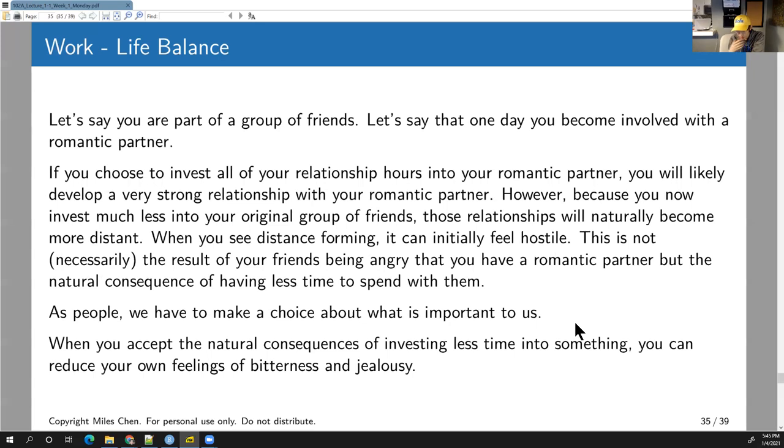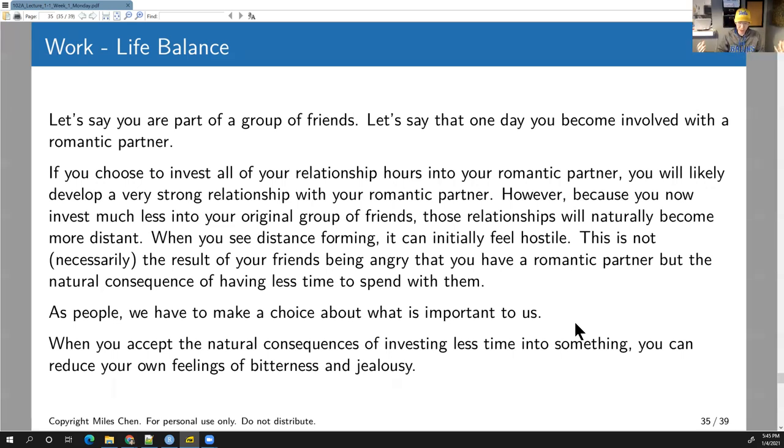Here's an example. Let's say you've got a group of friends and you hang out with them. Then one day you enter a romantic relationship, and suddenly you're spending a lot of time with this one person and a lot less time with your original group of friends.